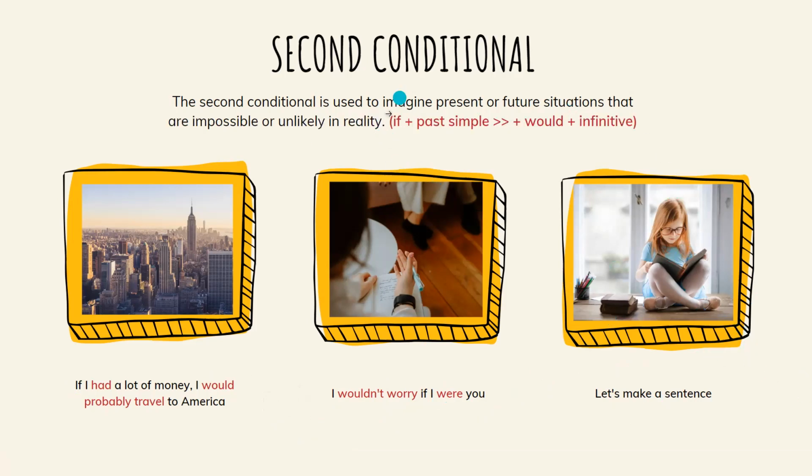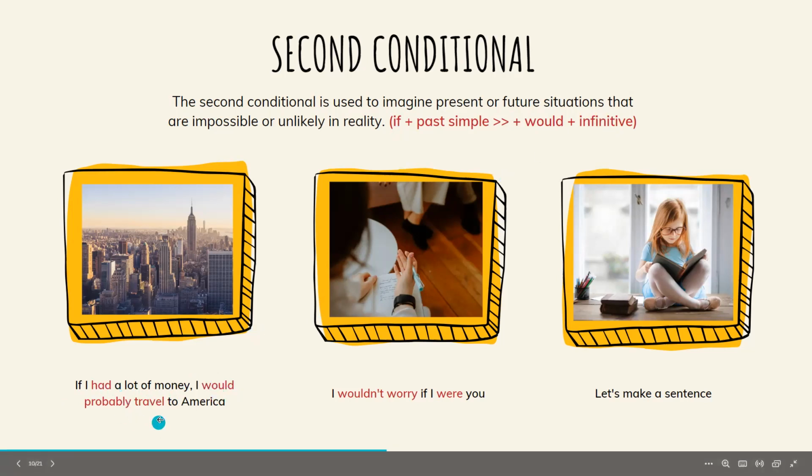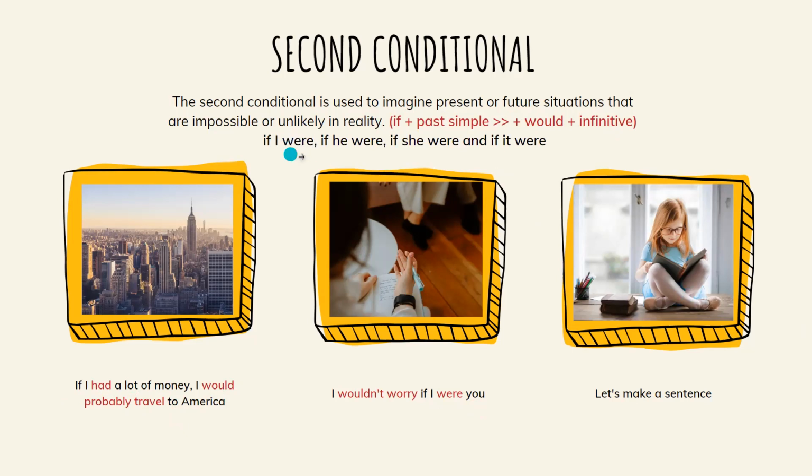So here we are. We have the structure here. In this conditional, we use if, not when, right? Here we use if plus past simple. As you can see, if I had a lot of money, would plus infinitive. You see, I would probably travel. Travel is the infinitive, the first form of the word. And we have a second rule here as well. Instead of was, we can use were. If I were, if he were, if she were, if it were, and it's totally okay.